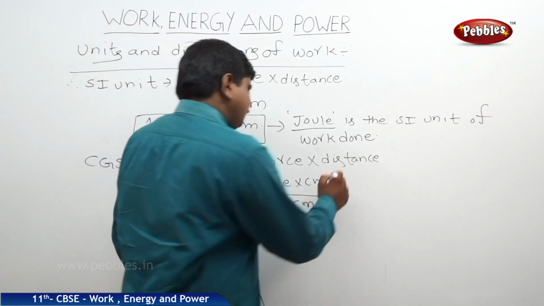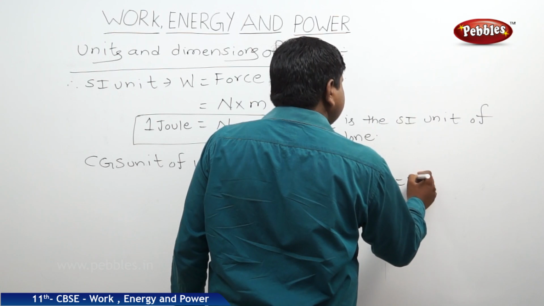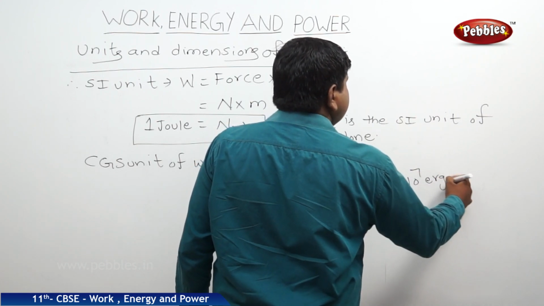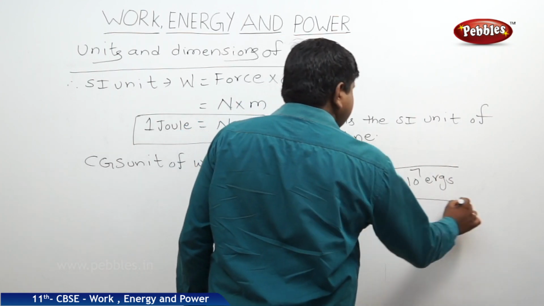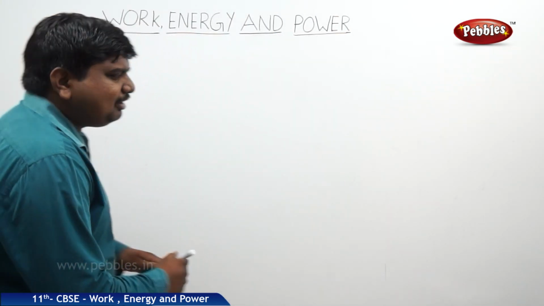So 1 joule is equal to almost 10 to the power of 7 ergs. We can prove this by the dimensional method and the equation method also. Next, the dimensional formula of work.